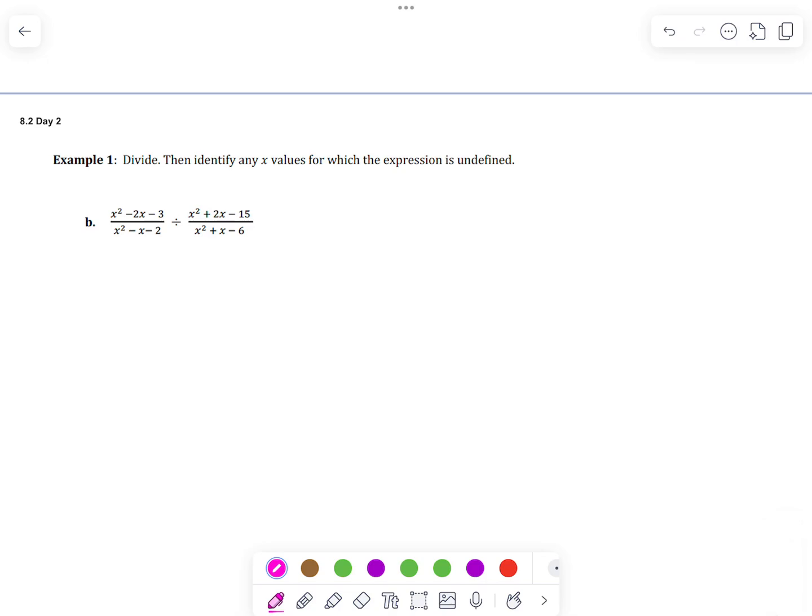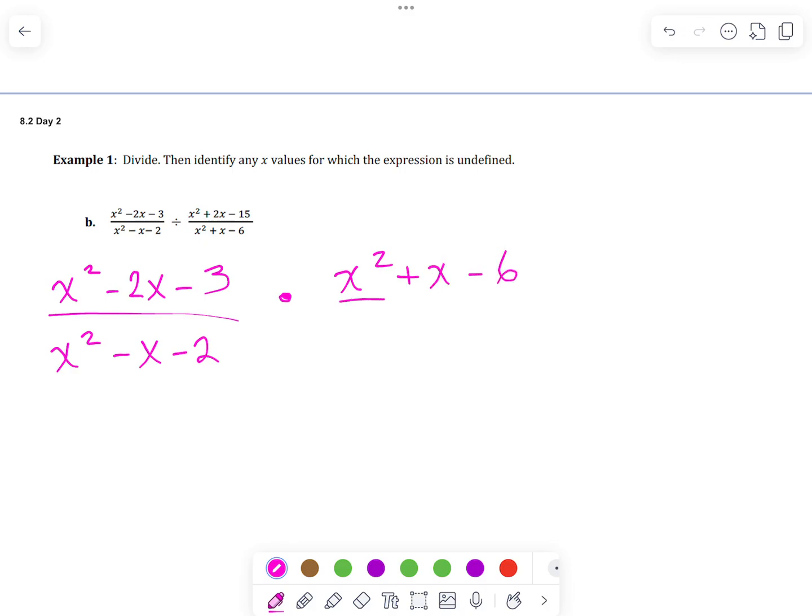All right, we're going to go ahead and keep the numerator and denominator of the first fraction. And we're going to change to multiplication and then flip the second fraction.